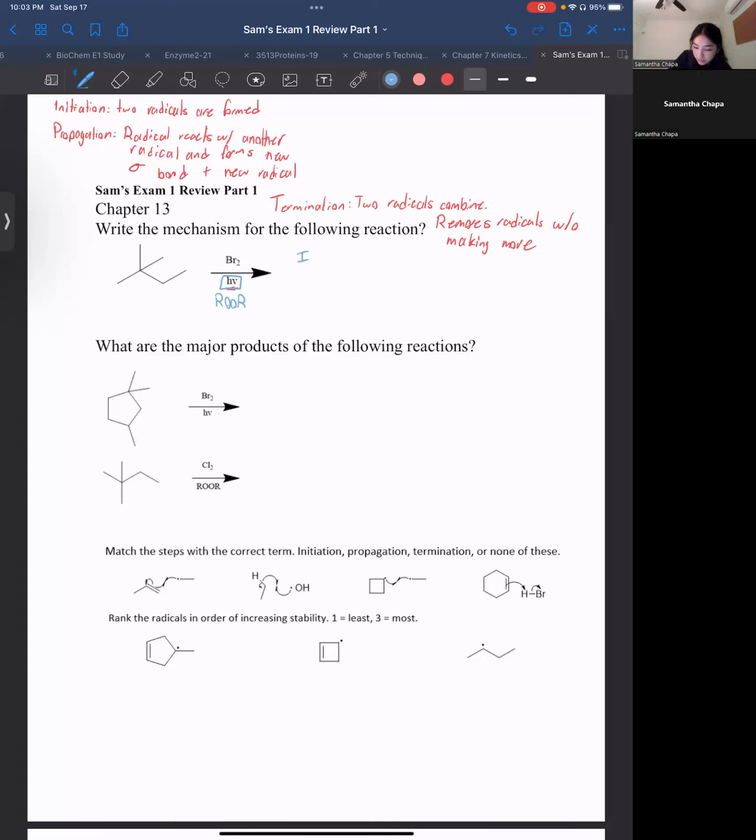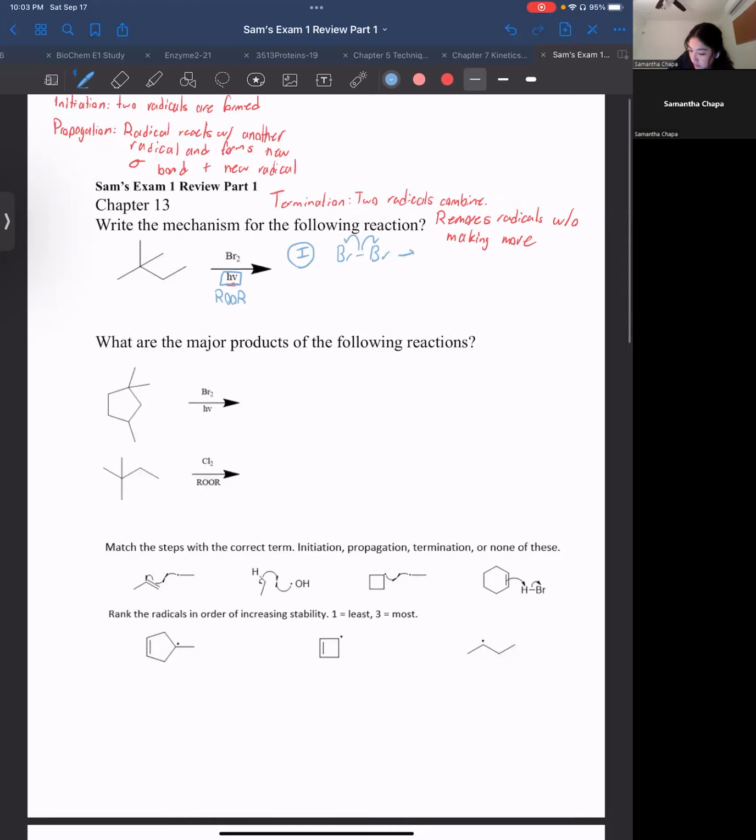So I'm going to do just Br, and I'm going to break the bond between Br with half arrows. Half arrows mean that you're only moving 1 electron. And with a bond, you know that there's 2 electrons in a bond. So then I'm going to have to draw 2 half arrows. And this gives me 2 moles of Br radical. That's my initiation step.